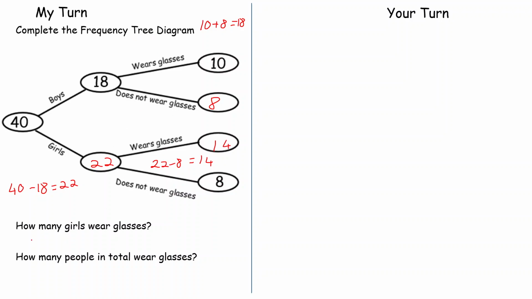Okay, so this is now saying how many girls wear glasses. So looking at girls that wear glasses, this one is simply going to be 14. There we go. So 14 can go in there.